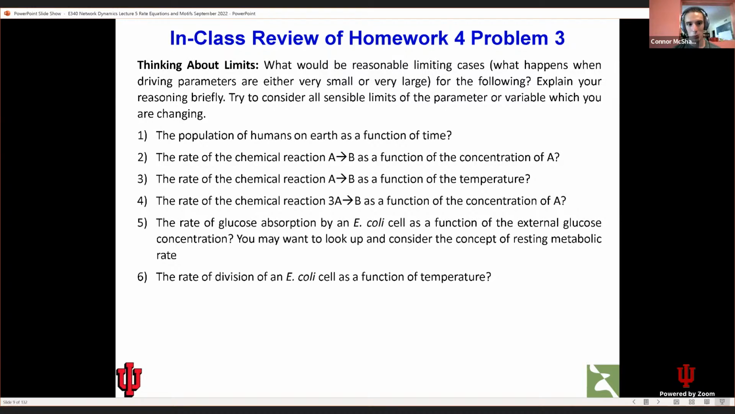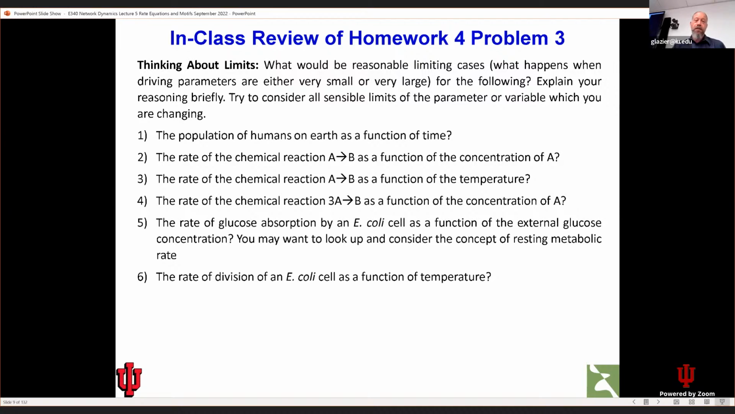So once again, very simply, absolute zero. There should not be any division occurring. Probably low amounts of division as we get up to room temperature. Probably would expect a faster rate as we start getting up there, but then once we get to higher and higher temperatures, we should expect to see the cell breaking down, in which case it is not dividing.